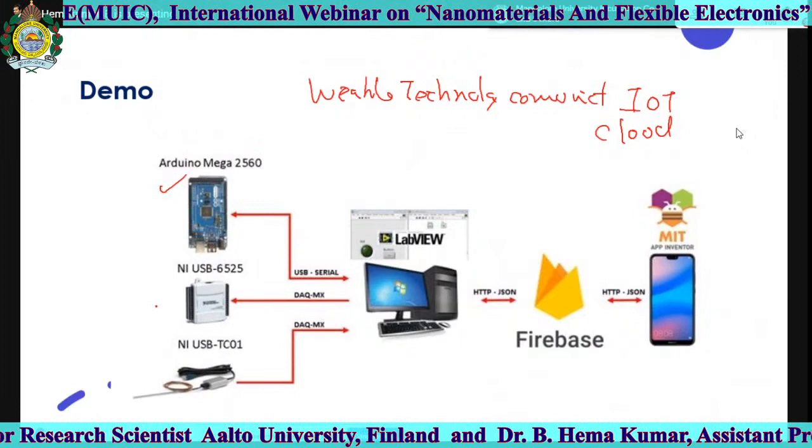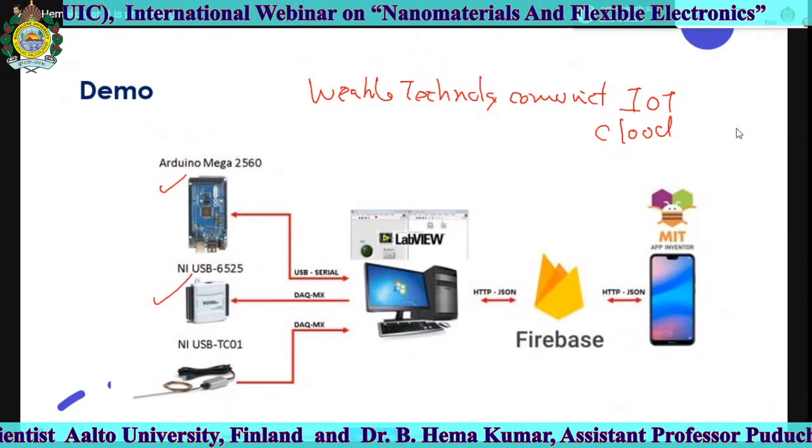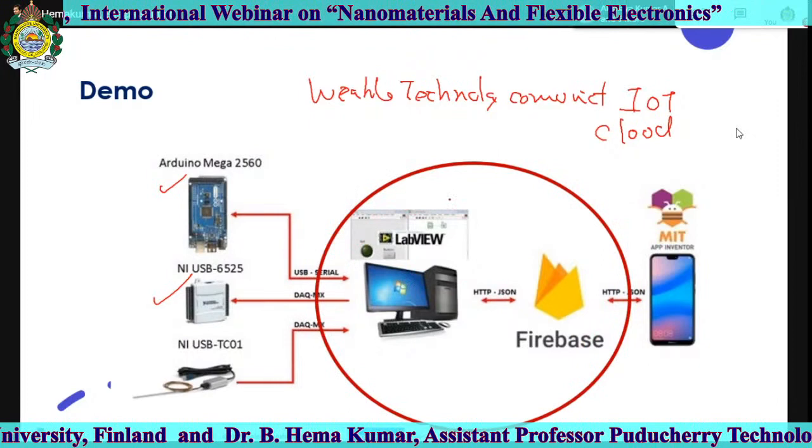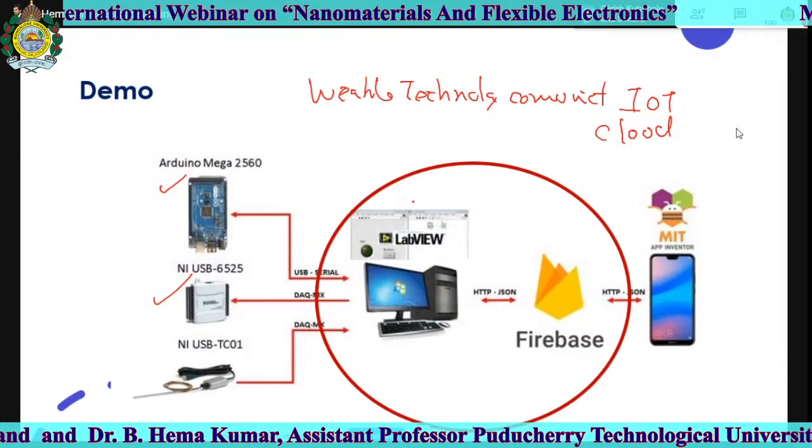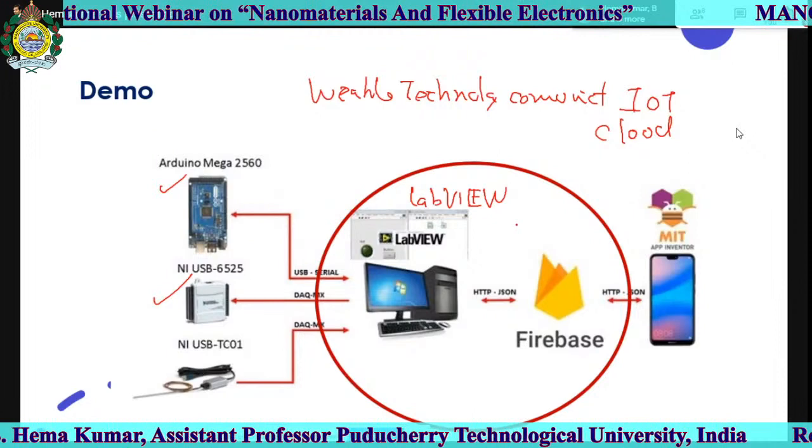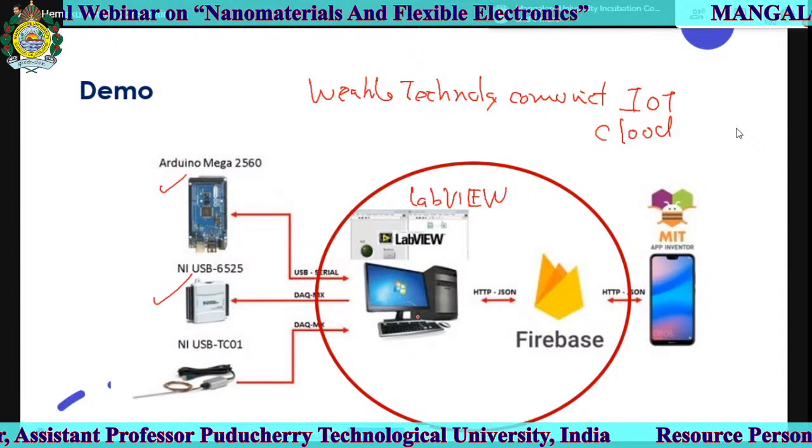Okay. So here we are going to talk about this platform, LabVIEW, and actually I'm going to concentrate only on this region. So after the sensor data is there, how to use your LabVIEW. LabVIEW is software which you can use for visualization. You can go up to a deployment stage. We are going to communicate the data to a cloud.